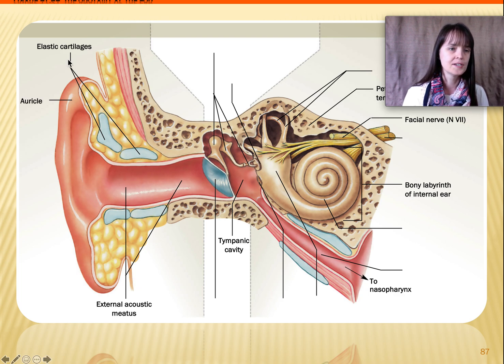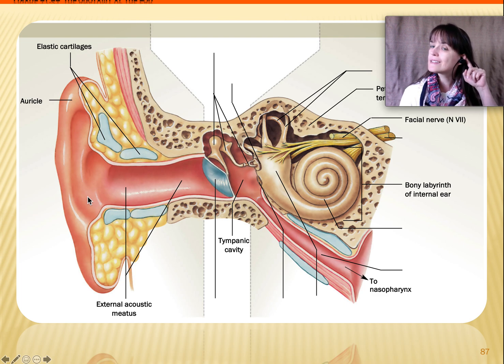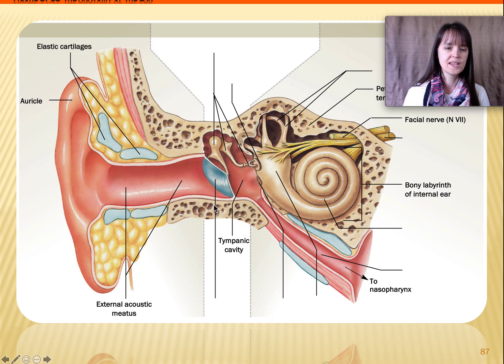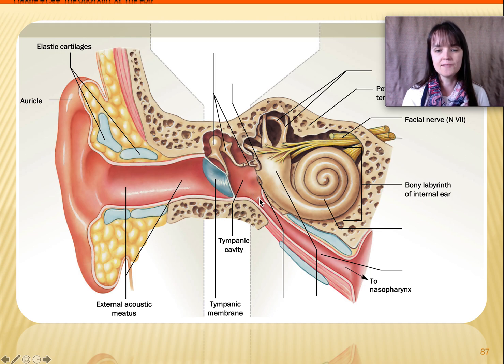So, structures. The ear itself is the auricle or pinna, and the ear hole. We're not calling it the ear hole. We're calling it the external acoustic meatus, acoustic like a guitar. And it ends at this membrane, which is the tympanic membrane, eardrum. And behind it is the tympanic cavity.